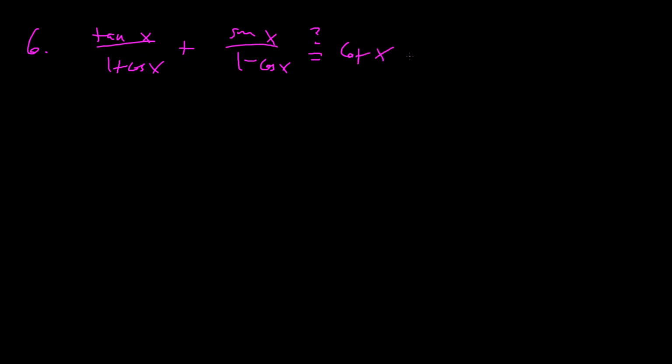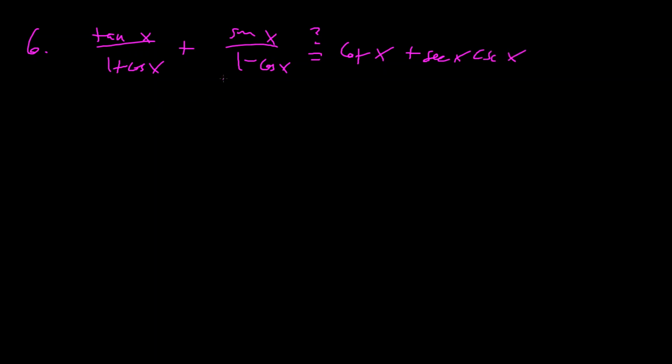Number 6. We have here tangent x over 1 plus cos x plus sine x over 1 minus cosine x. Does this equal cotangent x plus secant x cosecant x?